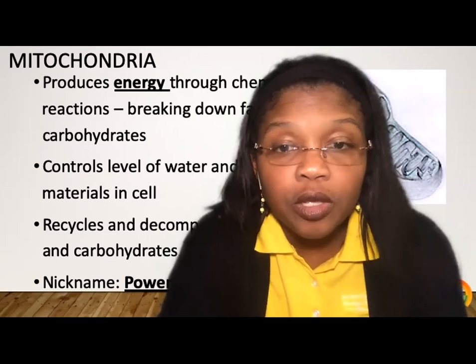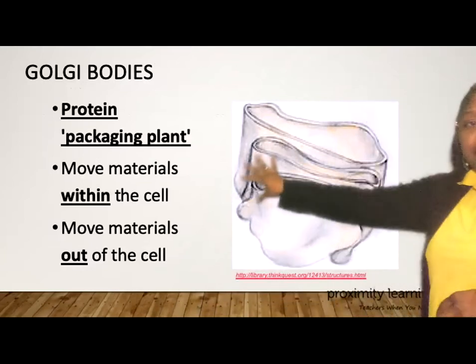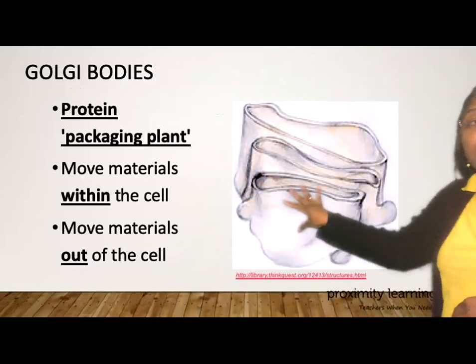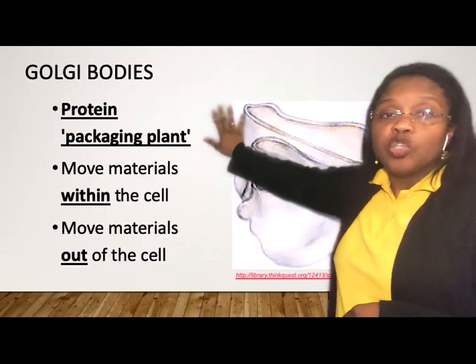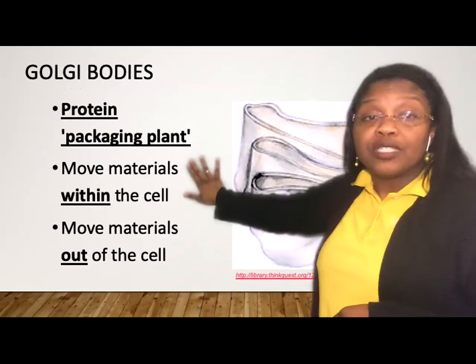Okay, then we have something called the Golgi bodies. This looks like a series of flattened pancakes. They are what they call a protein packaging plant. They can move materials in and out of the cell.